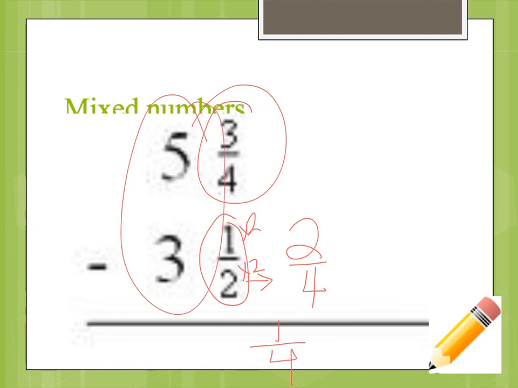And then I have my whole numbers here. 5 minus 3 is 2. So my answer is 2 1/4.